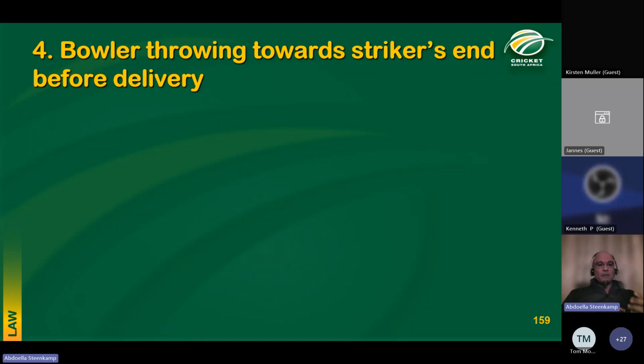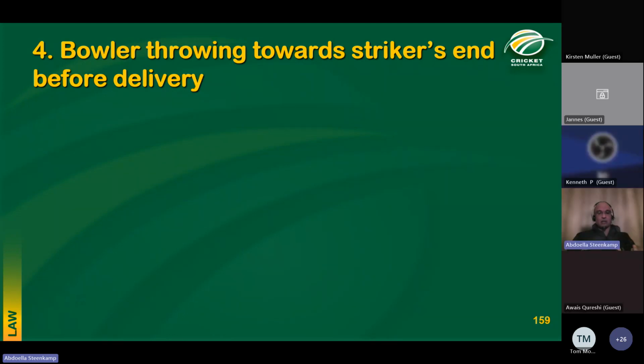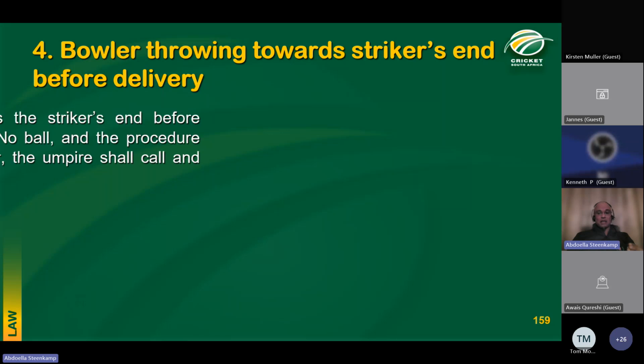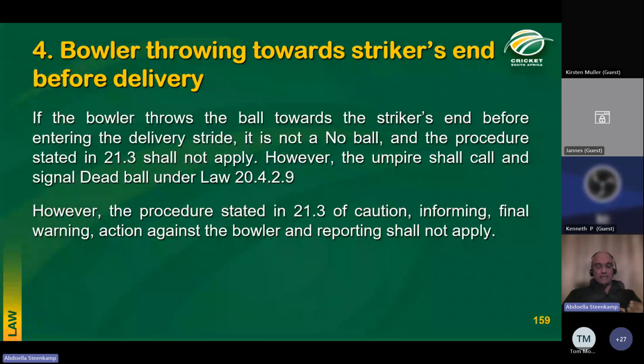So what happens if a bowler, while running in, and before entering his or her delivery stride, throws the ball towards the striker's end before delivering the ball? Law tells us that the umpire is to call and signal dead ball in this instance. So, bowler running in, and before getting to his or her delivery stride, the bowler throws the ball towards the striker's end. In this case, umpire to call and signal dead ball.